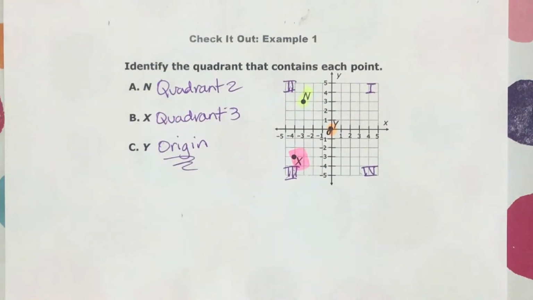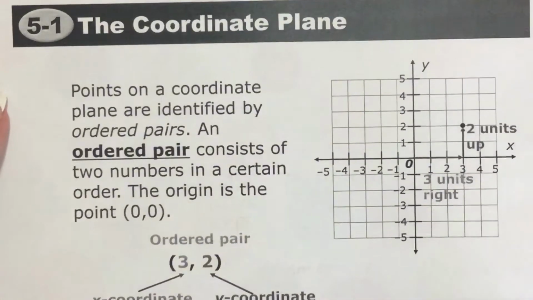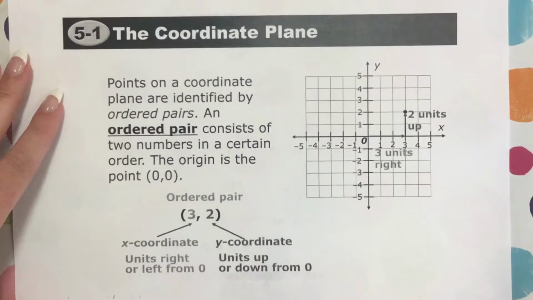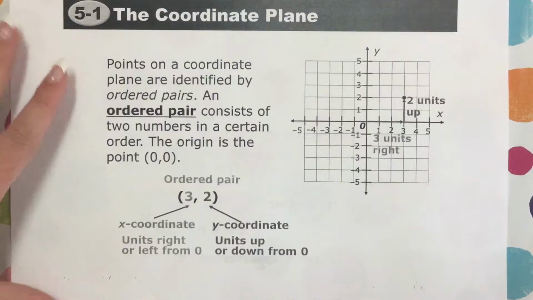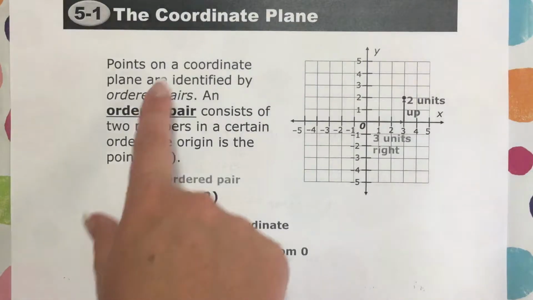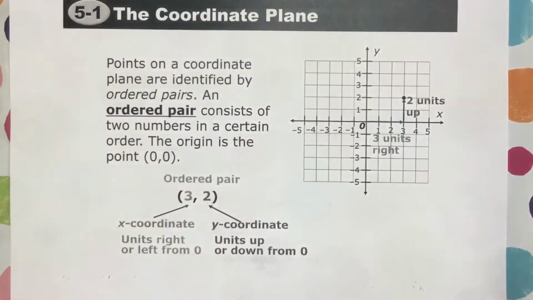Perfect. Let's go on to the next couple vocabulary words that we're going to talk about. So 5-1, we're talking about the coordinate plane. We talked about the quadrants, which is great. Now we're going to talk about points on a coordinate plane are identified as ordered pairs.